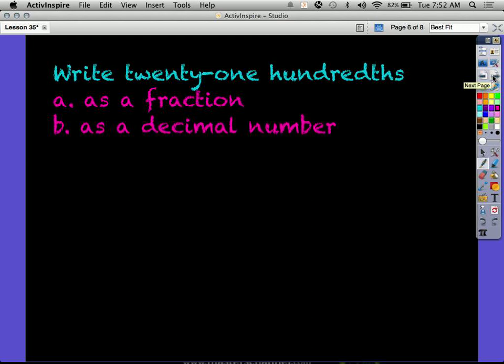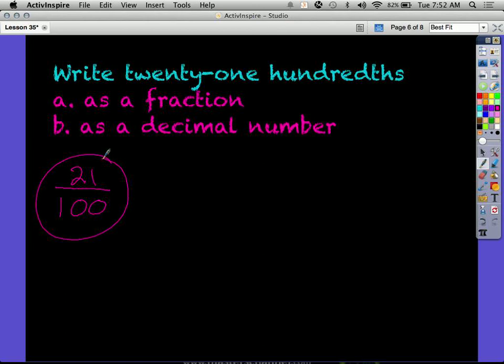Write 21 hundredths as a fraction and as a decimal number. So as a fraction, remember, it's in hundredths, so that's what I'm going to write on the bottom. Your 21 goes on top. Now, you have to think about, can we reduce this? We cannot, because 21 has 3, 7, and 21 as factors, and 100 does not have any common factors with that. So that's going to be the answer for A.